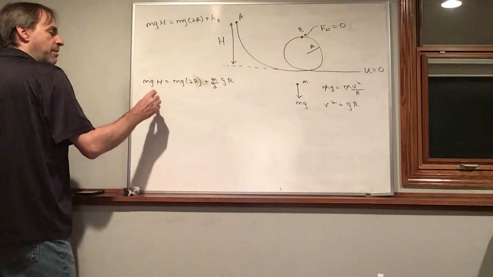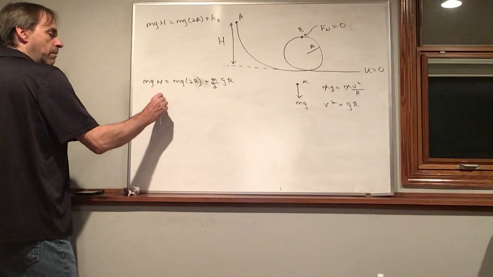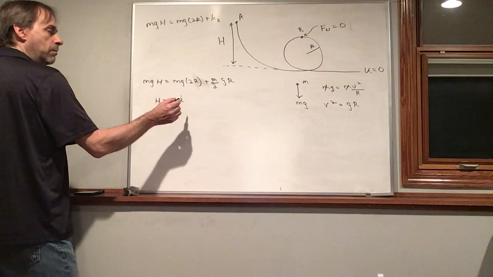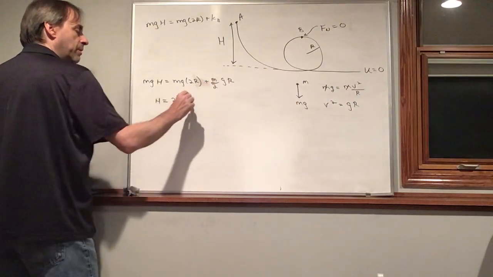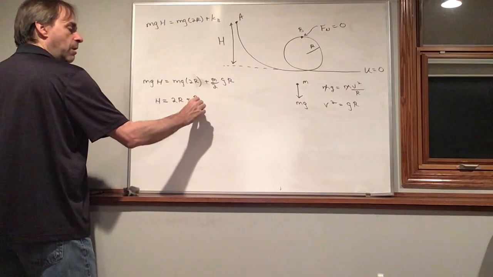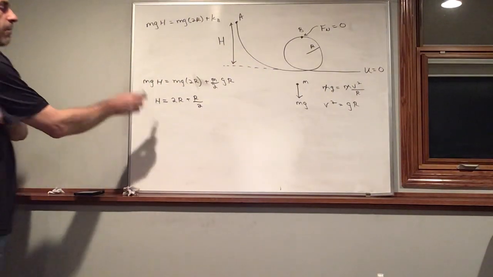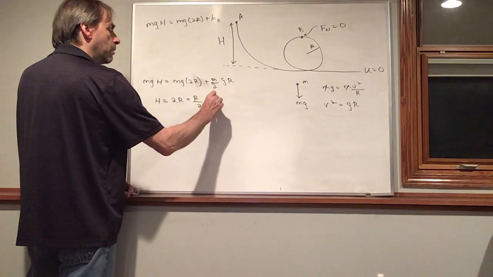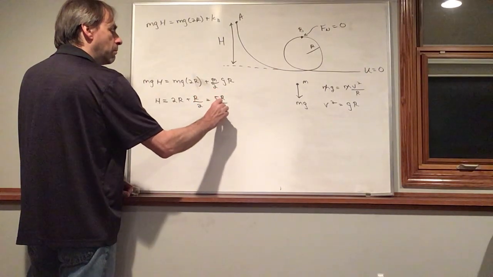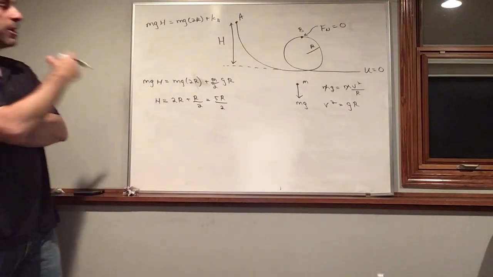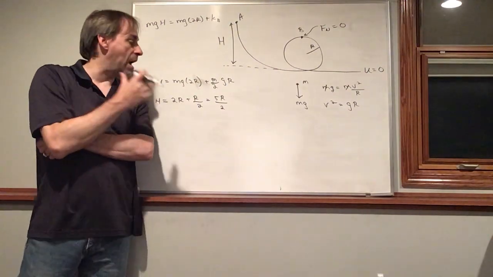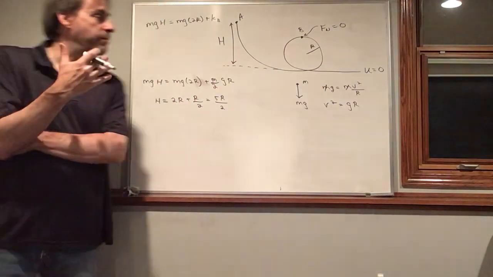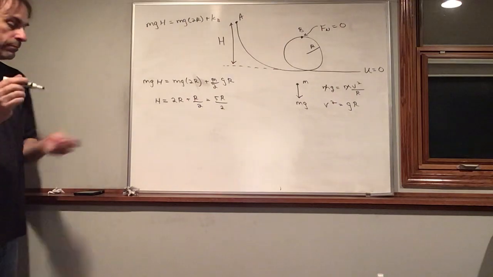So if we just divide everything by mg, we have h equals 2r, plus r over 2. So we can write 2r as 4r over 2, and then plus r over 2. So the height only depends on the radius. It's 5r over 2. So yeah, mass is irrelevant, and even gravity.